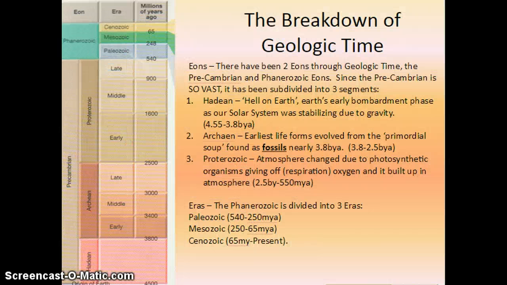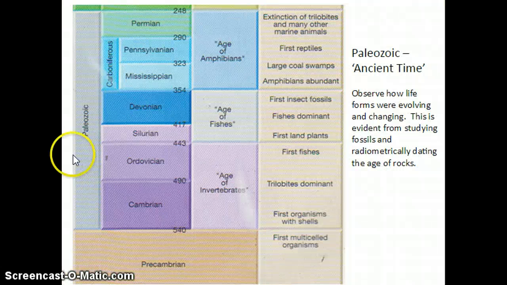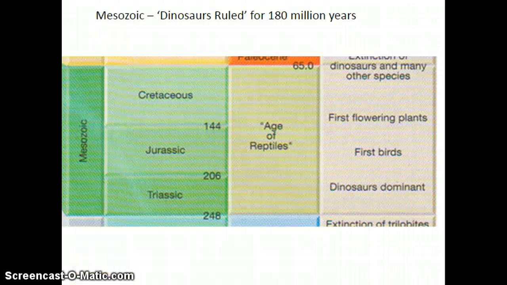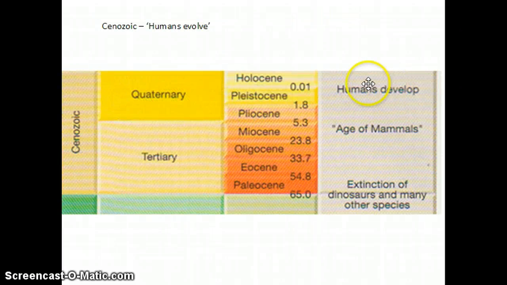If you look at the next couple slides here, the breakdown goes through them a little bit more. There have been 2 major eons, Precambrian and Phanerozoic, and I just talked you through what I went through a minute ago. I will show you the slides so you can go back and review them. Notice Paleozoic implies ancient time. Life forms were evolving and changing. Mesozoic, dinosaurs ruled. Before 65 million years ago, they were killed off by a giant asteroid. And lastly, humans develop.